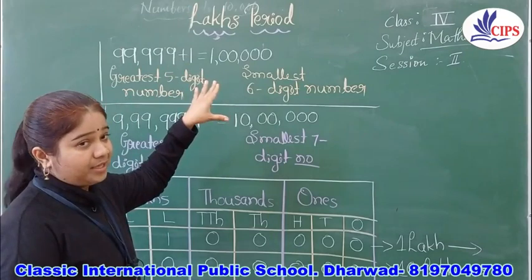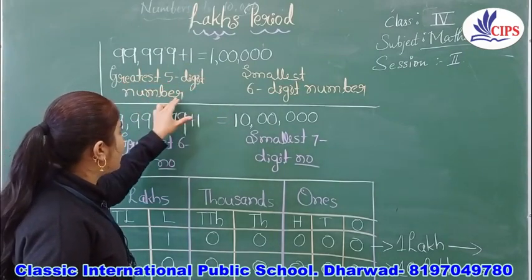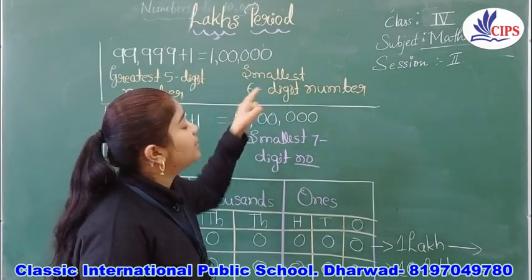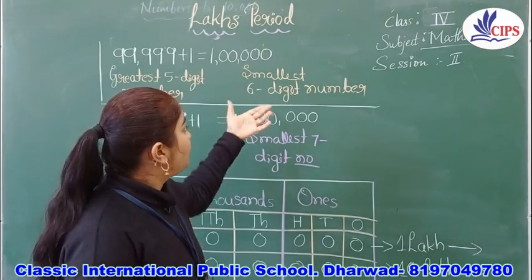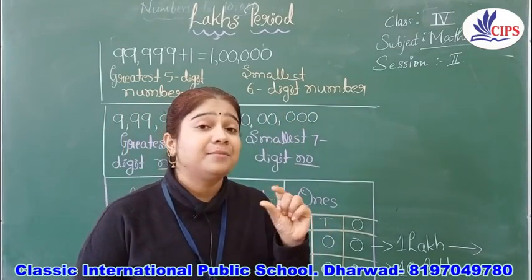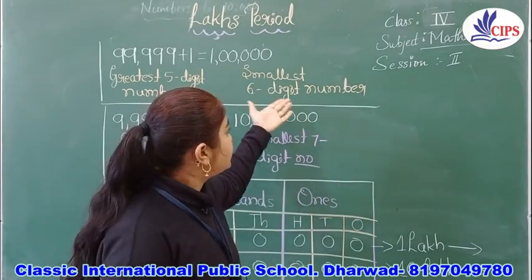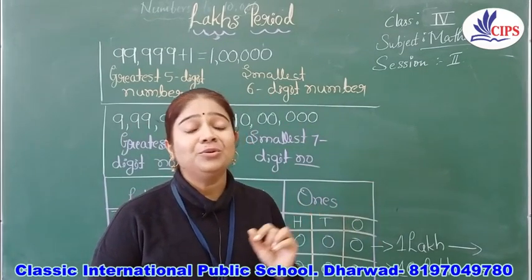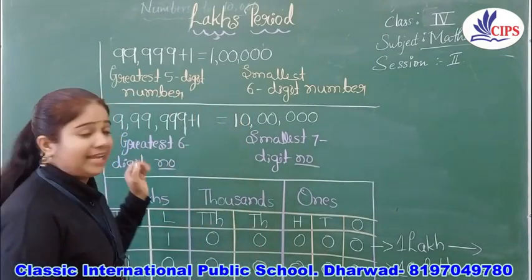So once again I will repeat this lakhs period. In this lakhs period, if you add 1 to the greatest 5-digit number, you are going to get the smallest 6-digit number. Understood? Hence the 6-digit number takes the lakhs period place in the place value chart. So this 6-digit number values the lakhs in the place value chart. Okay, got it? Now we'll move to the next one.